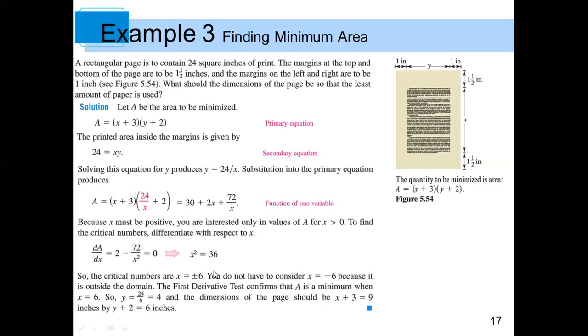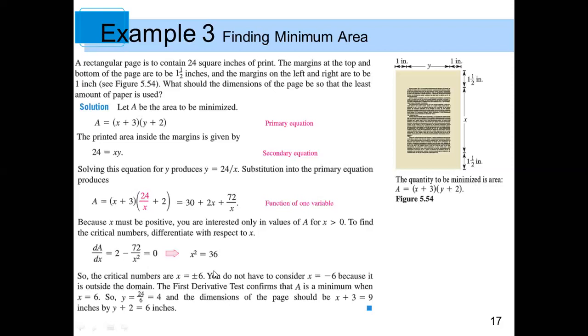So when x is 6, y is 24 over 6, which is 4. Be careful, 6 by 4 is not the answer. That's the dimensions of the printed part. The question asks, what are the dimensions of the page? So the dimensions of the page are x plus 3, which is 9, and y plus 2, which is 6 inches. Make sure you include the units.